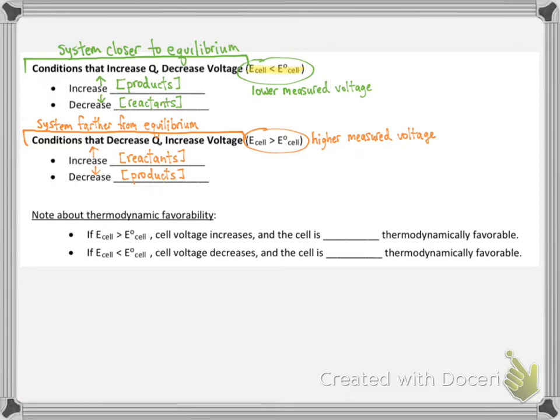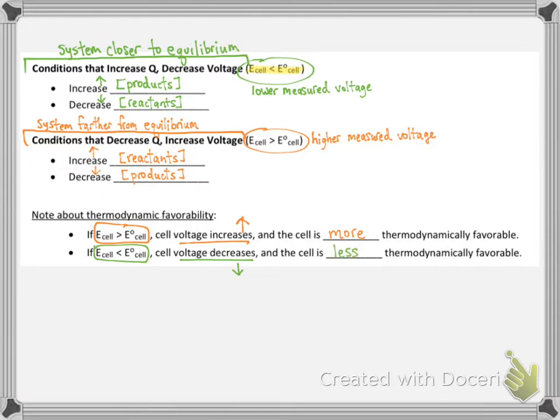Now, just a note about thermodynamic favorability, because when you're changing the voltage, you are changing how thermodynamically favorable the reaction is. So if your voltage has gone up, that means that cell must have a greater driving force. It is more thermodynamically favorable. But if you're getting closer to equilibrium and your voltage has decreased, that's because you have less of a driving force. The electrochemical cell is less thermodynamically favorable.